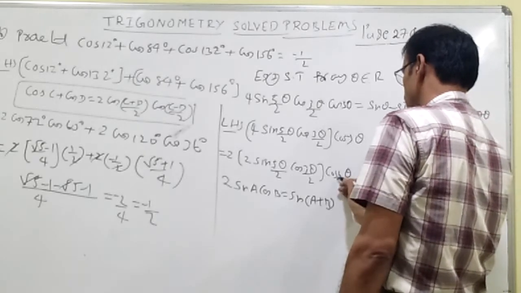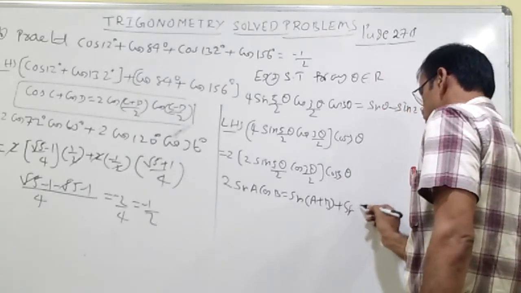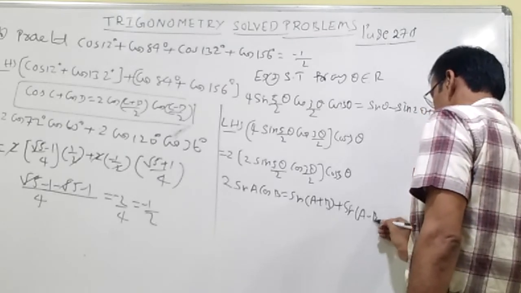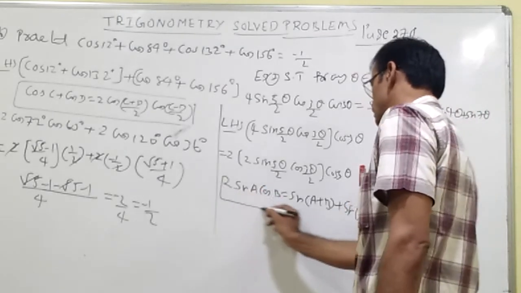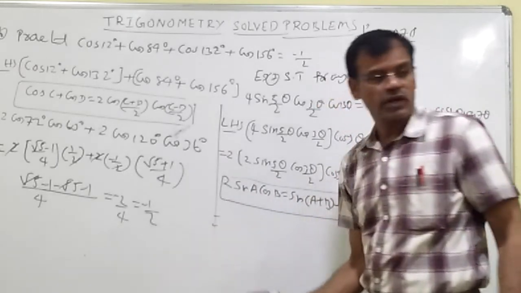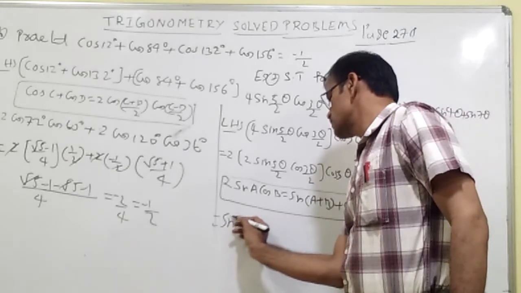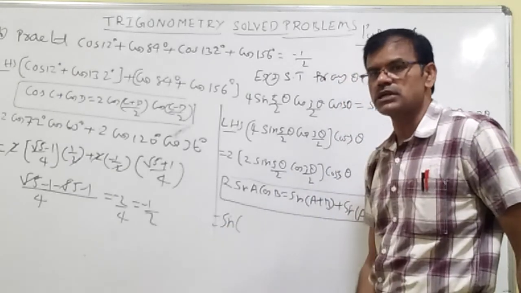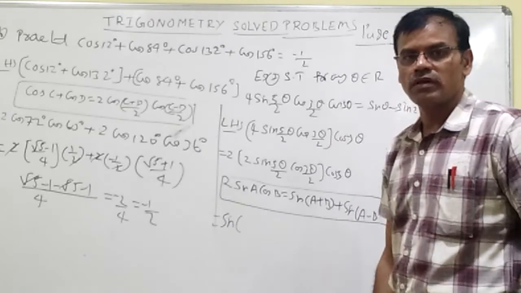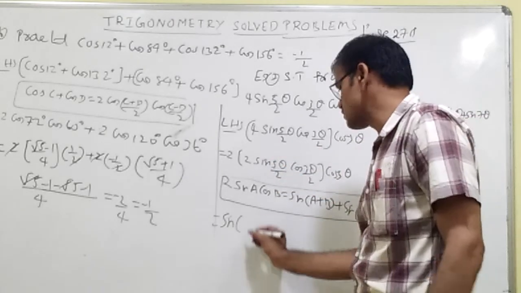What is the formula of 2 sin A cos B? Sin of A plus B plus sin of A minus B. This is the first formula of transformations. Apply here the formula: sin of (A plus B) plus sin of (A minus B), meaning sin of (5 theta plus 3 theta) by 2. What is the value of 5 theta plus 3 theta? The 8 theta by 2 becomes 4 theta.